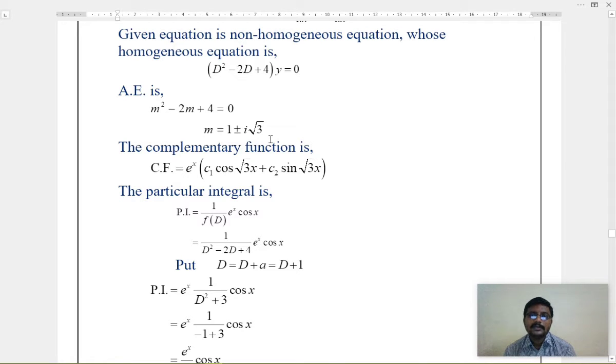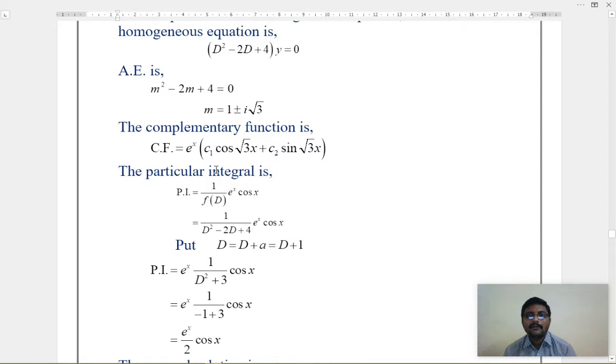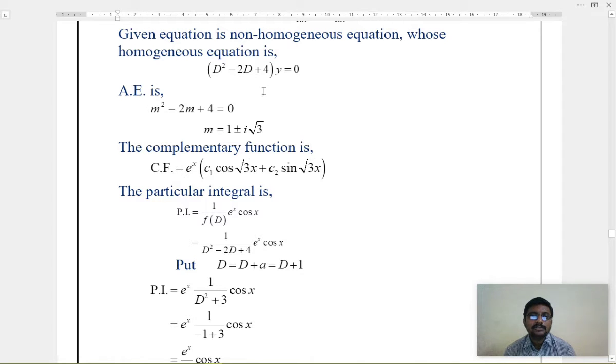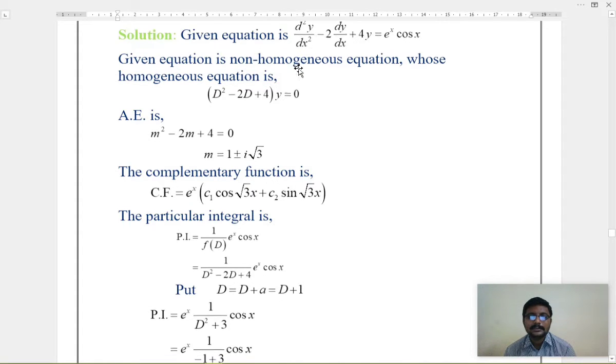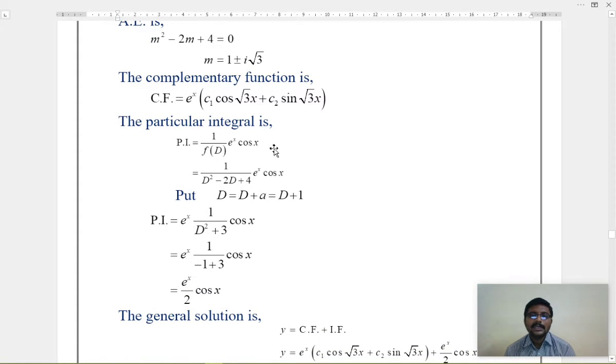Now the CF is C1 cos beta x plus C2 sin beta x, whole bracket into e power alpha x. Here alpha is 1 and beta is root 3, so it is e power x into C1 cos root 3x plus C2 sin root 3x. This is the complementary function. Now the particular integral formula is 1 by f of D, right hand side function. Here f of D is D square minus 2D plus 4, and the right hand side function is e power x into cos x. It looks like 1 by f of D, e power ax into v. Such a case is known as rule 4.